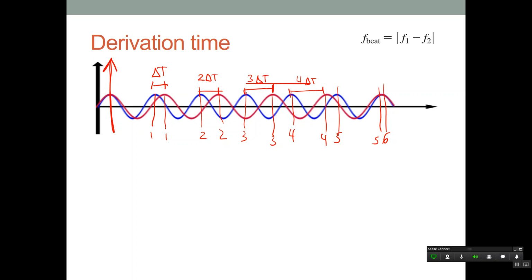So I'm going to say that n delta t is going to give me T1. Basically, how many multiples of my delta t will it be so that the difference between them ends up being a whole period? All right, so far, so good.